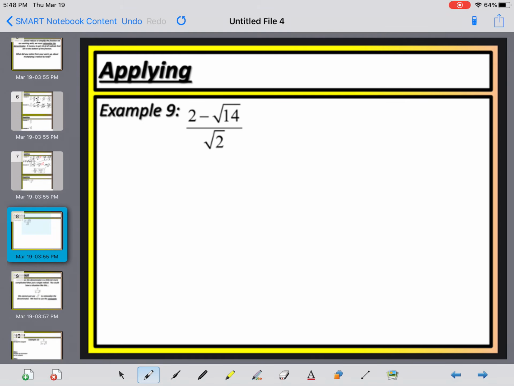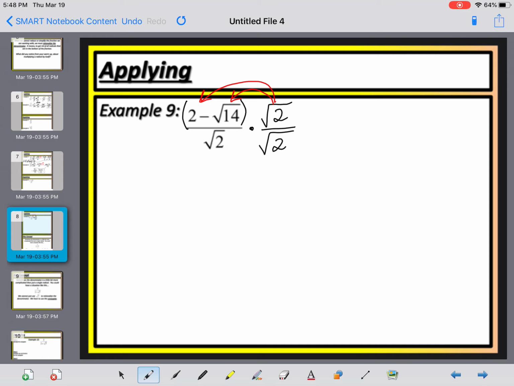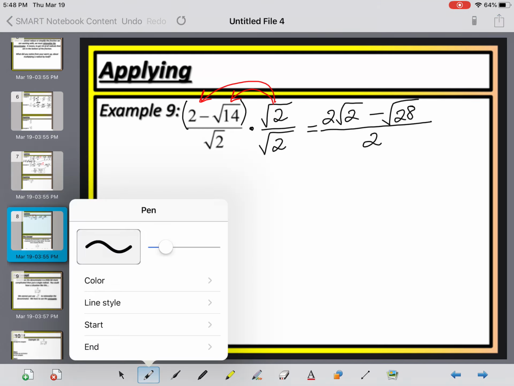Okay, one more example like this kind. Okay, so I just have one square root on the bottom, so I'm going to use square root of 2 to rationalize. But what's different about the numerator? Well, the numerator now has 2 terms, so we're going to make sure that we distribute on the top. So we get 2 root 2 minus the square root of 28. Okay, and there's just a 2 on the bottom.